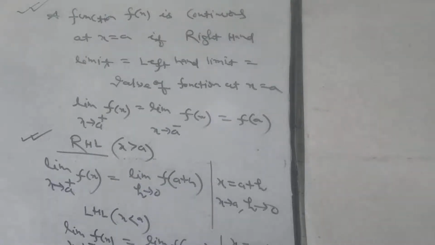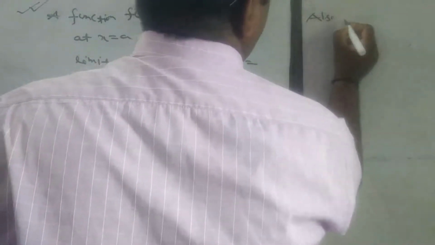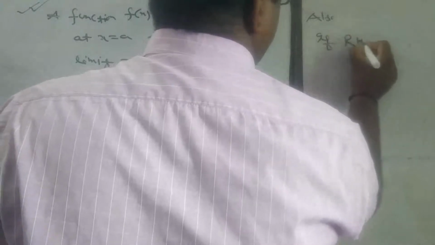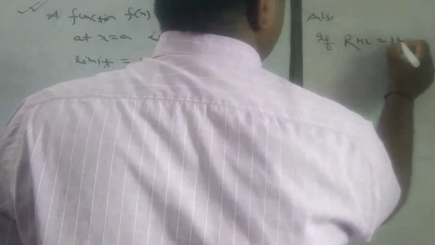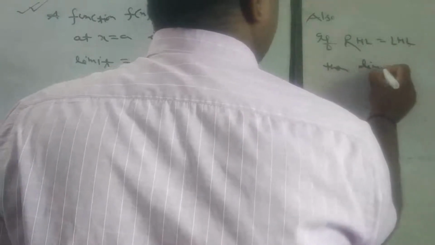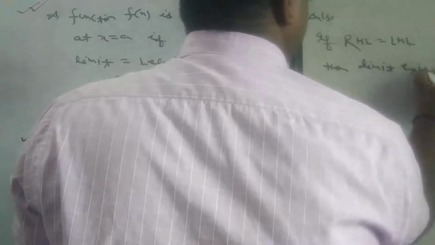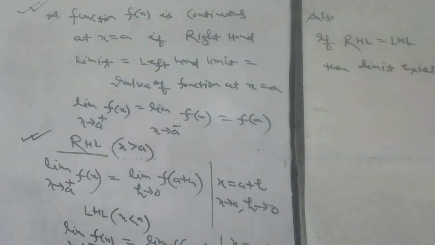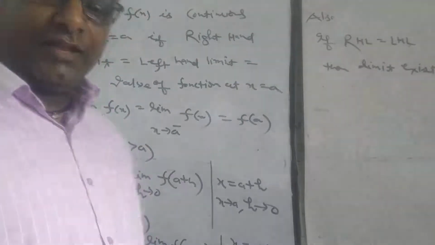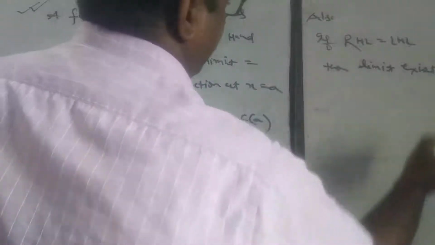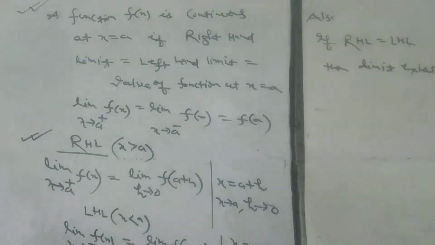Also, we know that if RHL is equal to LHL, then limit exists. Class 11th concept. If right hand limit is equal to left hand limit, then we say that there is an existence of limit.